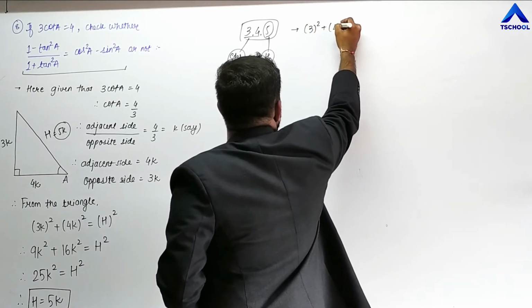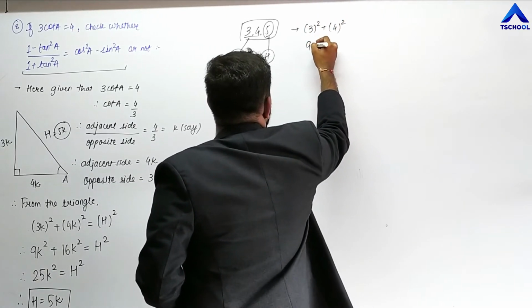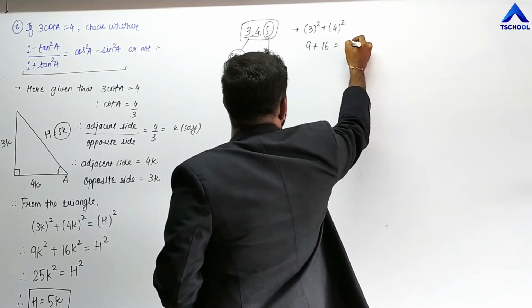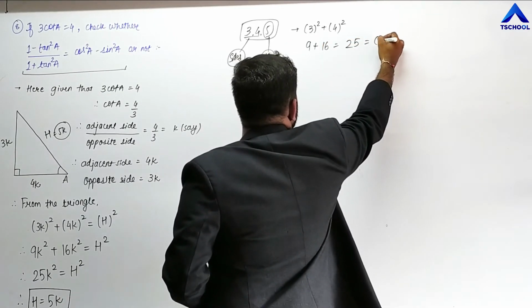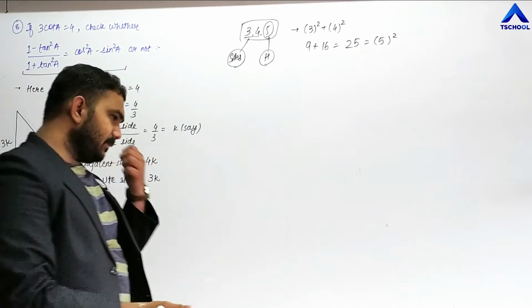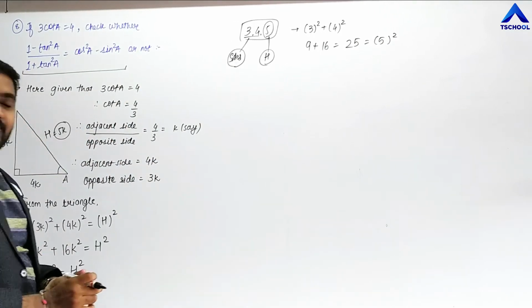3 square plus 4 square. What is 3 square? 9. 4 square? 16. That is 25. This can also be written as 5 square. Right? One more example let me give you.